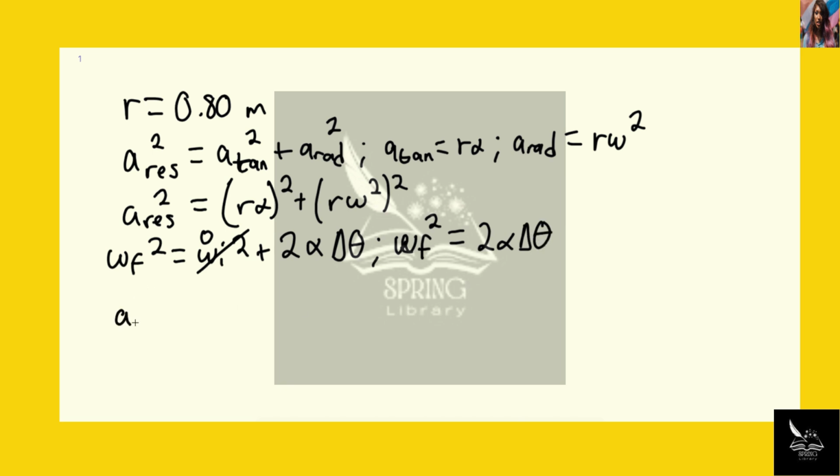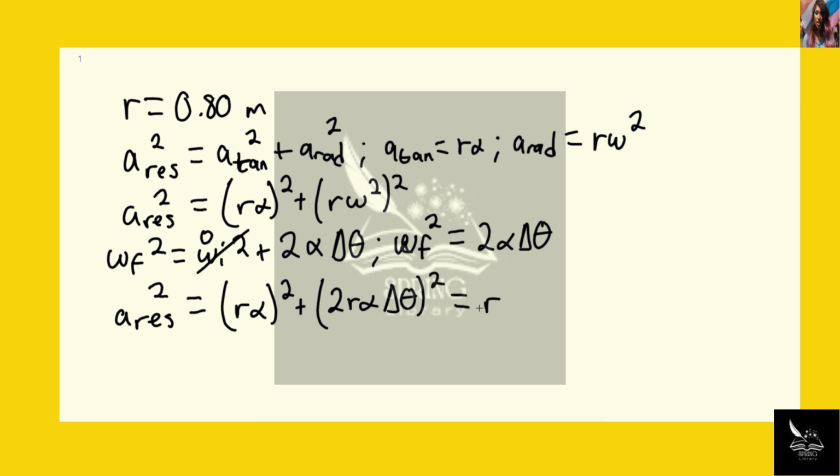And we can say that the resultant squared is going to be equal to r alpha squared plus 2r alpha delta theta squared. And we can now distribute the exponents and say r squared alpha squared plus 4r squared alpha squared delta theta squared. And this is your answer.